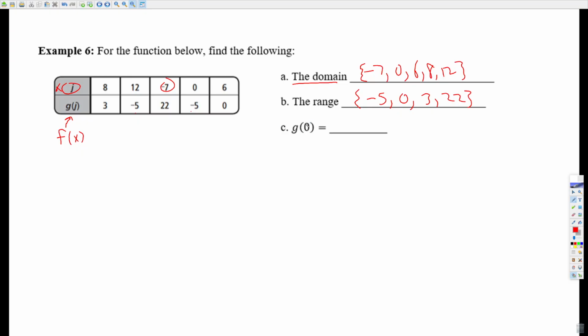Lastly, to find out what g of 0 is, like we've done this before as well, you're going to look at 0 on the j track, right? This is j inside here. So I want you to find 0 on j on that row, and then read down, which would be the number -5. That's just checking to see if you can read the table.